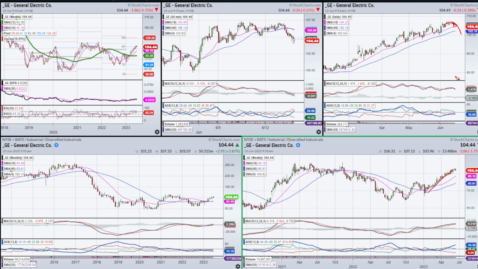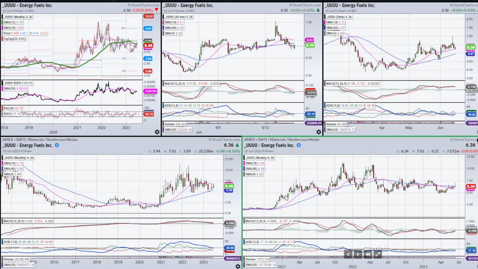It's probably due, based on what I'm seeing on the daily, for a correction back to the 18-week line. Now, in the correction, it might end up being a little bit deeper than that. But right now, based on the strength of this move, I'm not really expecting that. Okay, let's look at Energy Fuels.